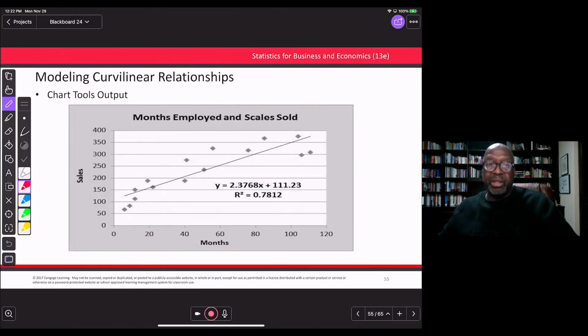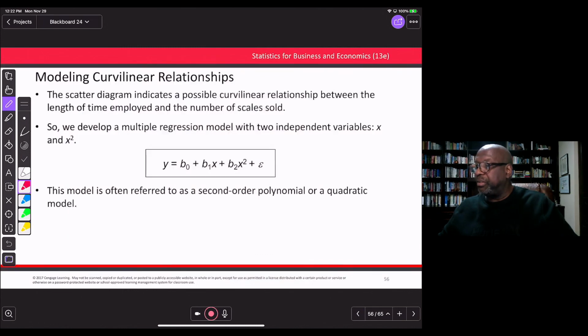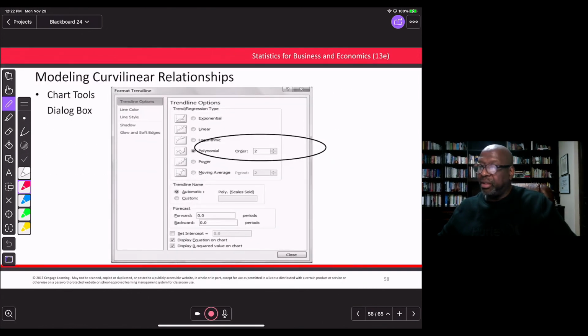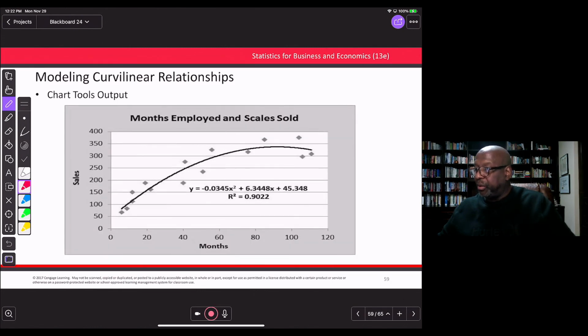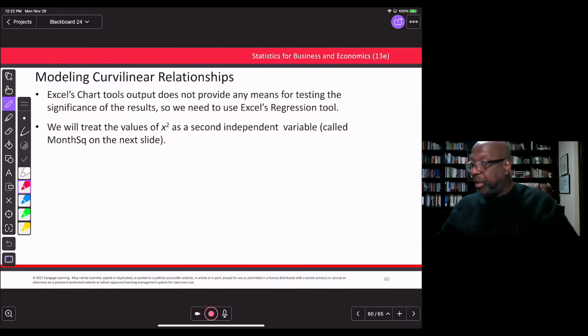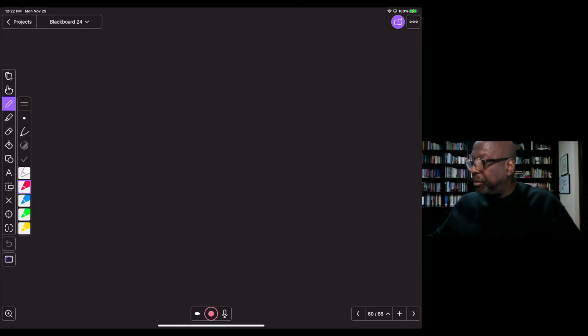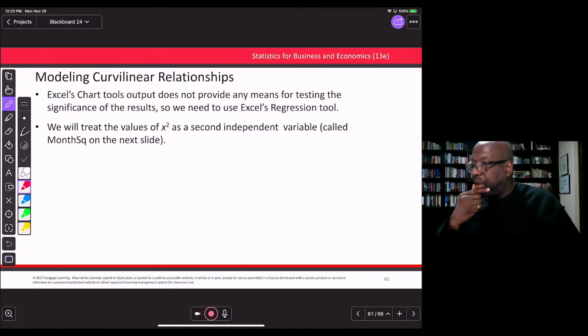So you could see from this diagram right here, it seems like there's more of a curve. And so you could try to fit a quadratic to this, second order polynomial or quadratic. And then in Excel, you could actually do curve fitting, where you use a polynomial, and then you use order 2 to do that, and you get the following result. And you can see this is a better fit than what we had before, with an R squared of almost 90%.